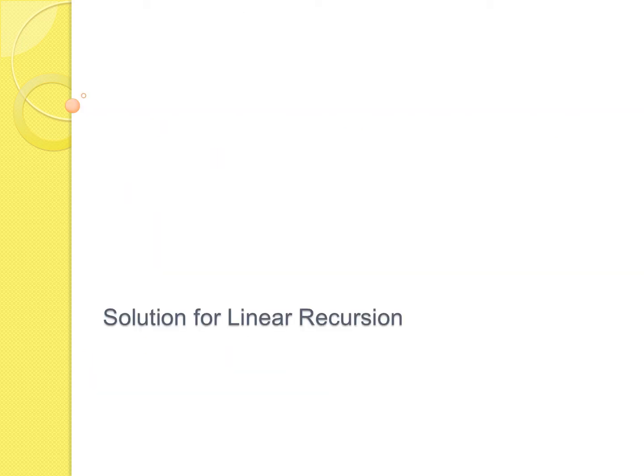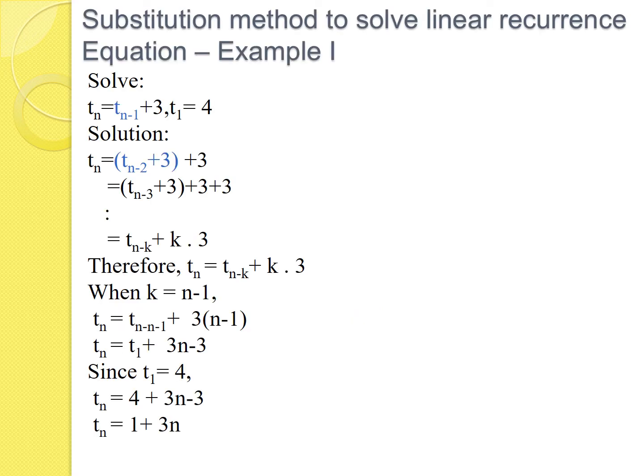How do we find the solution for linear recursion that represents the linear recursive algorithm? Let us solve a linear recurrence equation. The recurrence equation t_n equals t_(n-1) plus 3 represents a recursive call in a recursive algorithm. t_1 equals 4 represents the base case in the recursive algorithm.